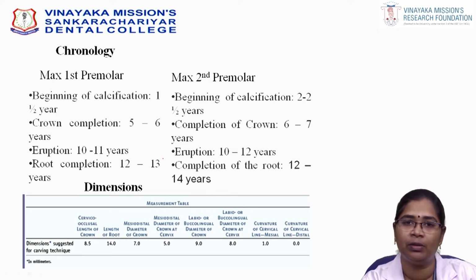The difference between the maxillary first and the second premolar is that the second premolar is 1 year advanced compared to the maxillary first premolar. In all aspects, calcification begins by 2 years of age, crown completion by 6 to 7 years, eruption by 10 to 12 years, and completion of root from 12 to 14 years of age. The dimensions are almost the same for the maxillary first and second premolars.